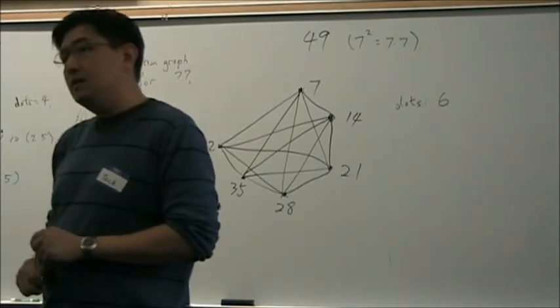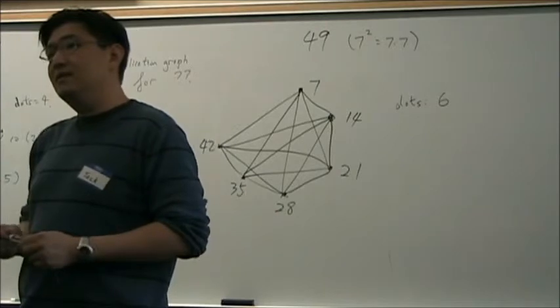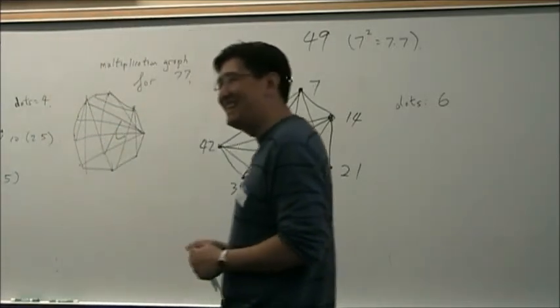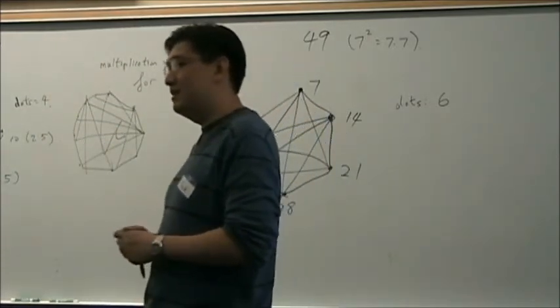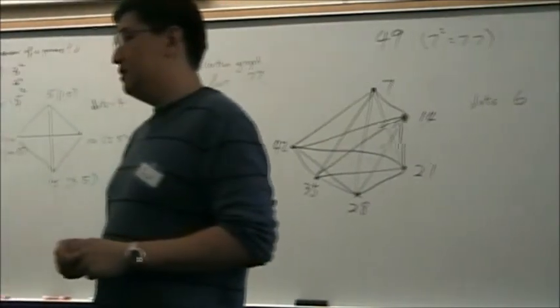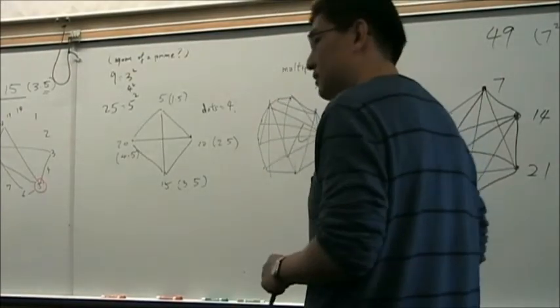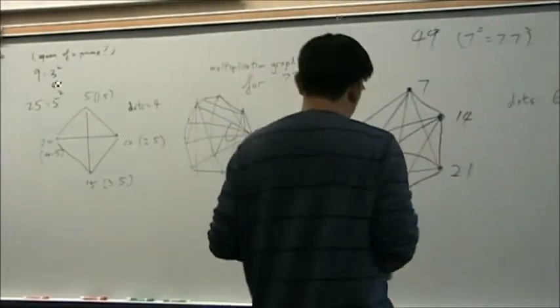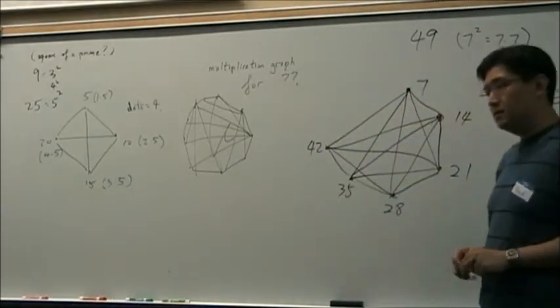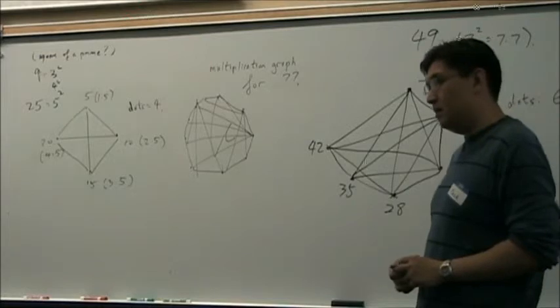It doesn't work for 9. Oh, that's right, 9's not prime. But it's 3 squared. 9 is 3 squared. So, oh, yeah, it works. The reason it does work is you know that there are p minus 1 multiples of p that are less than p squared.